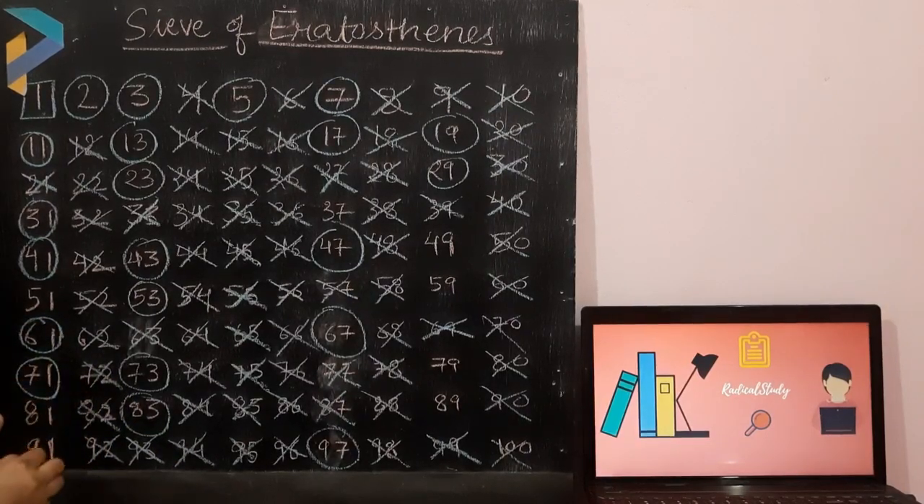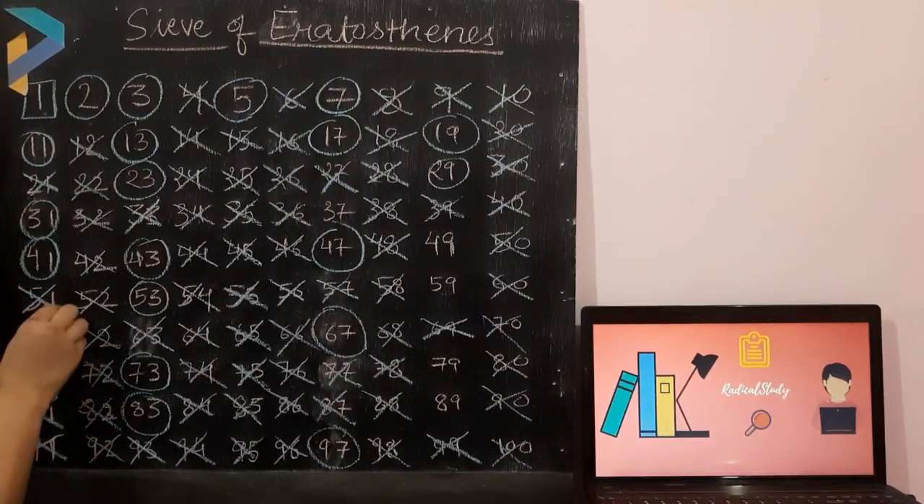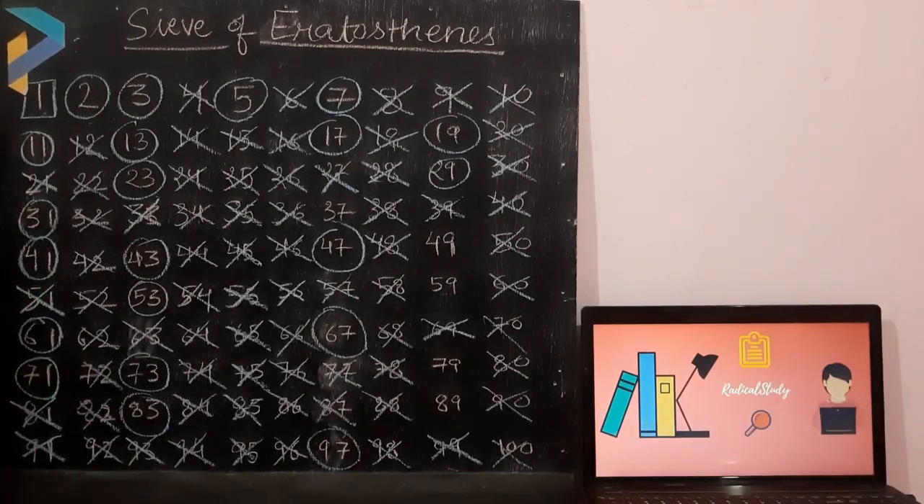71 is also a prime number. 81 comes in the table of 9. It is divisible by 3 also. So I will cross it. 91 also comes in the table of 13. 51 comes in the table of 13. So I will cross it.